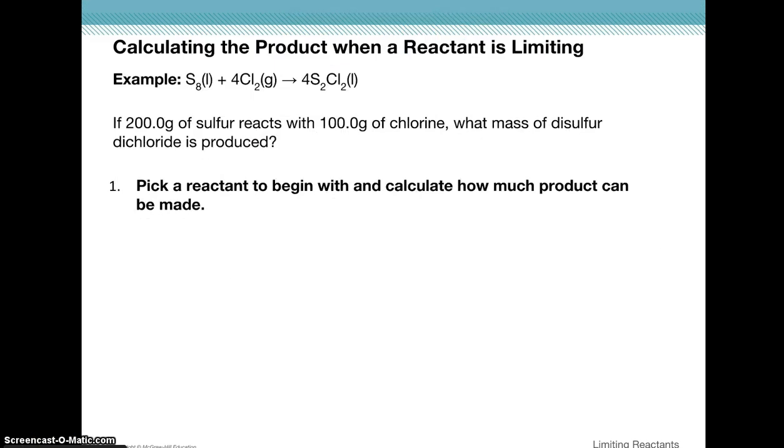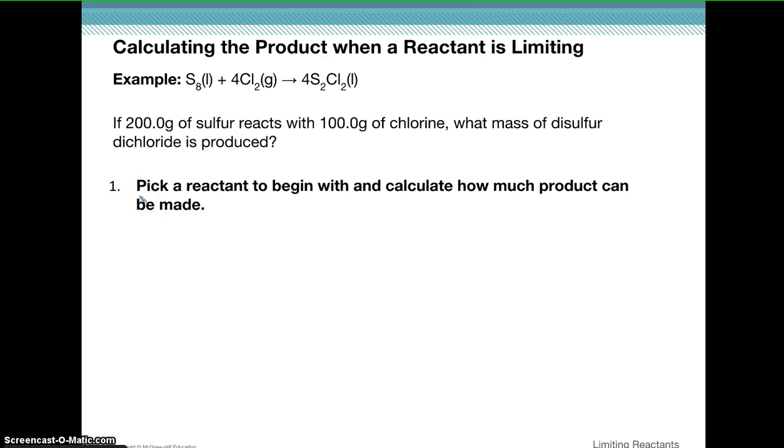Okay, so let's figure out how to calculate the product when a reactant is limiting. So here's our balanced equation. Generally, you would have to write this, but we're given it in this particular example. And our problem says if 200 grams of sulfur reacts with 100 grams of chlorine, what mass of disulfur dichloride is produced? So we have to figure out which of these two reactants is the one that's limiting, which one gets used up first.